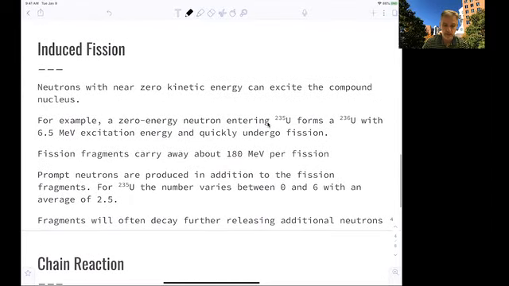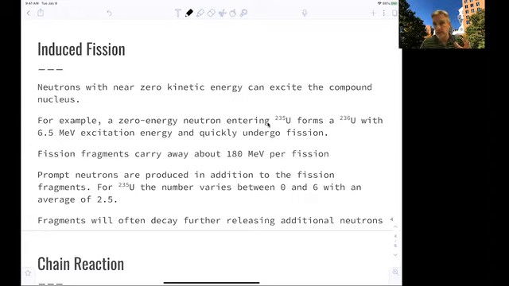So if you, for example, start with a neutron and bring it close to uranium-235, this forms uranium-236. The fact that the neutron is absorbed excites this zero kinetic energy neutron, excites the daughter compound nucleus with an excitation energy, in this case, of 6.5 MeV. And because of that, it then quickly undergoes fission.